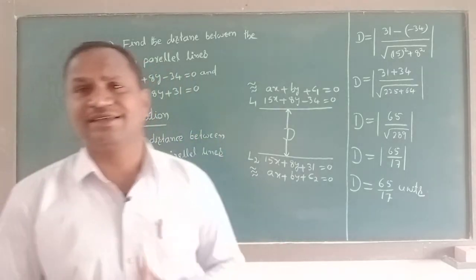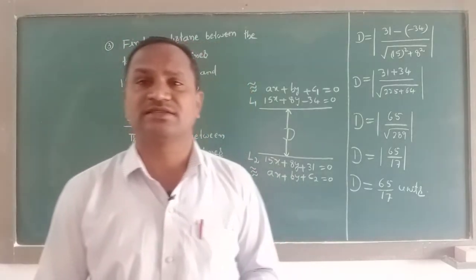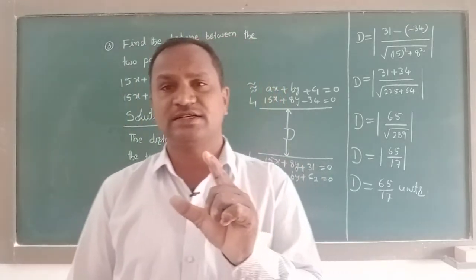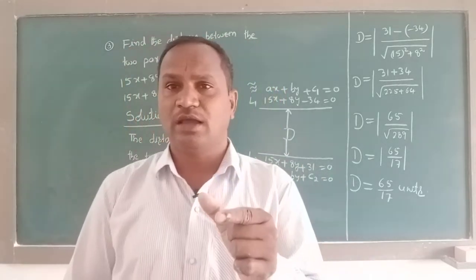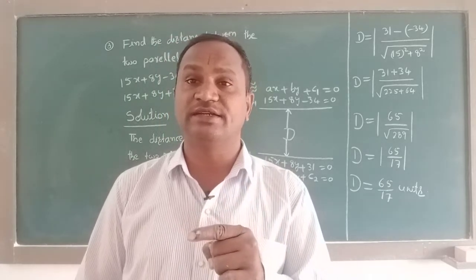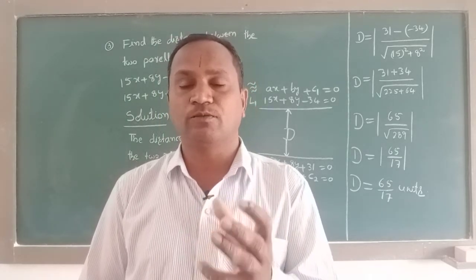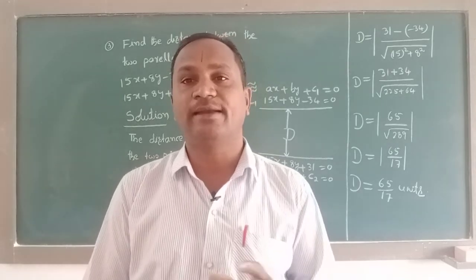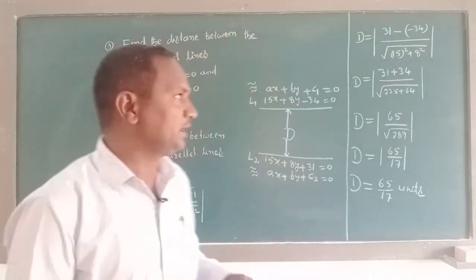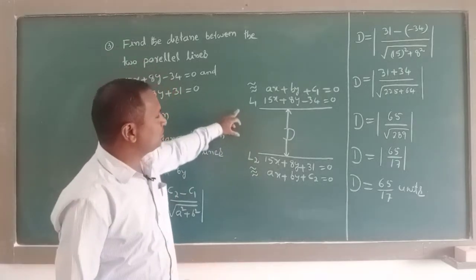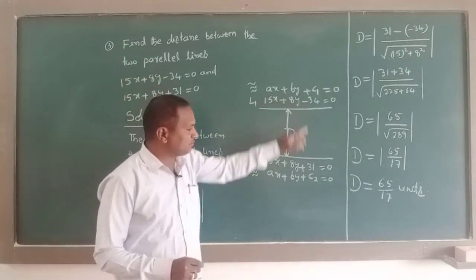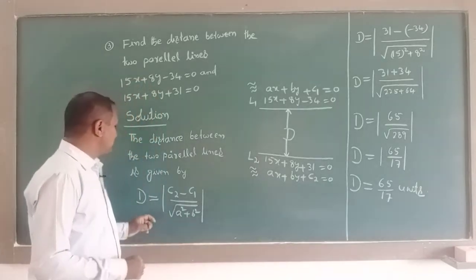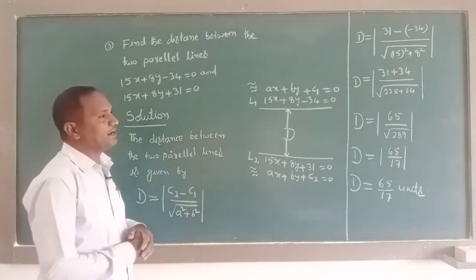Because identifying parallel lines is very simple. In any two lines, if the coefficients of x and y are the same and the constants are different, then we call those given two lines parallel lines. That's why here in this question the coefficients of x and y are the same but the constants are different, which means those given two lines are parallel lines.